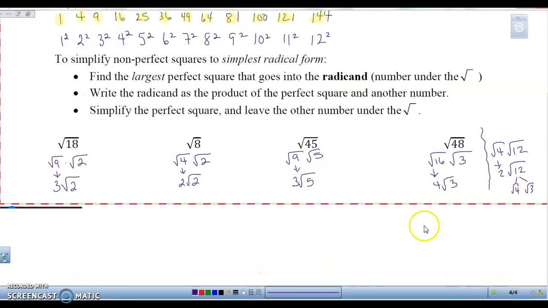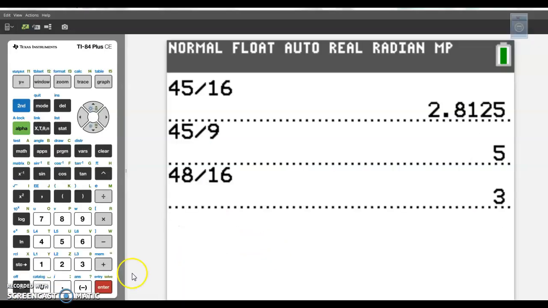So if we do that, the square root of 4 is 2, so this will be 2 times the square root of 3, which is 4 times the square root of 3, and I got the same answer. So that's why we want to take the largest perfect square that we can to go into the radicand.